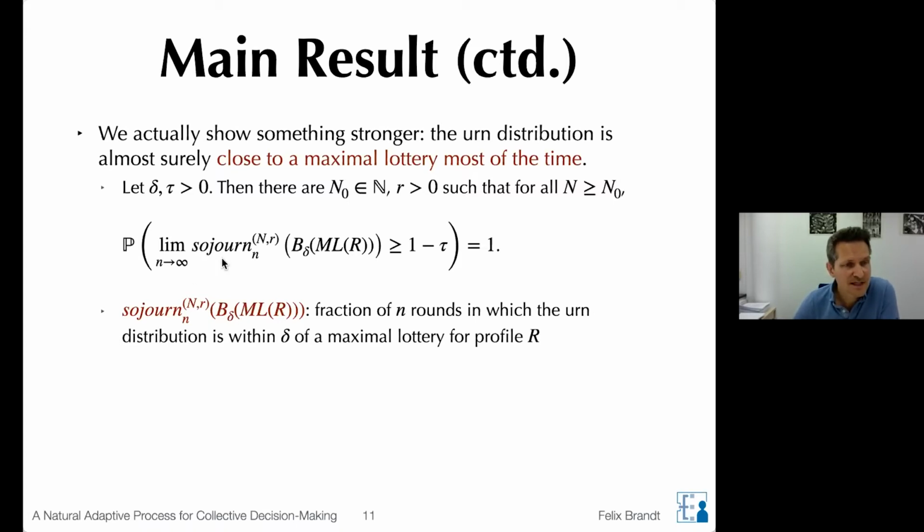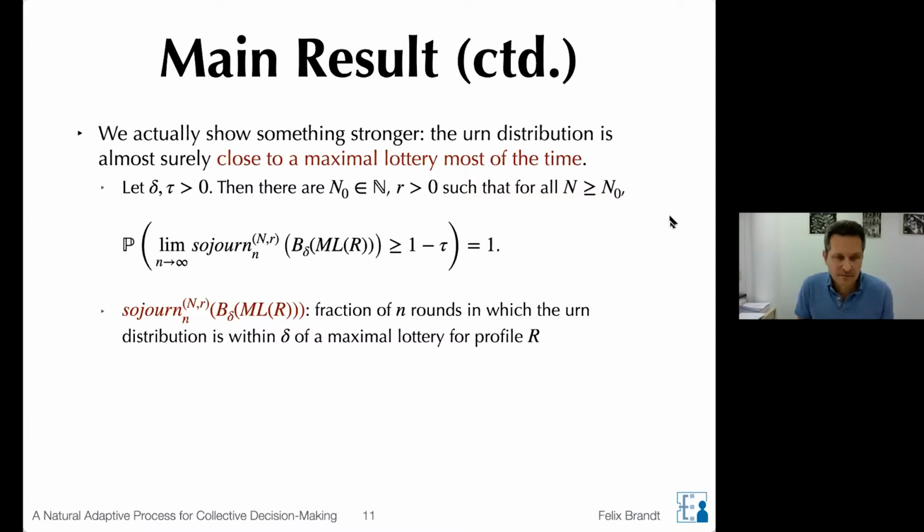And then the statement says that we can fix some delta and some tau. Tau is the new addition here, and it is just the fraction of rounds for which we are not close to a maximal lottery. We can fix it arbitrarily, and then for any of these two parameters, we will find a lower bound on the number of balls and some mutation rate, such that the limit of the sojourn time will be at least 1 minus tau with probability 1. So this means that we can make this process arbitrarily close to a maximal lottery for arbitrarily long fractions of time by setting these two parameters, delta and tau.